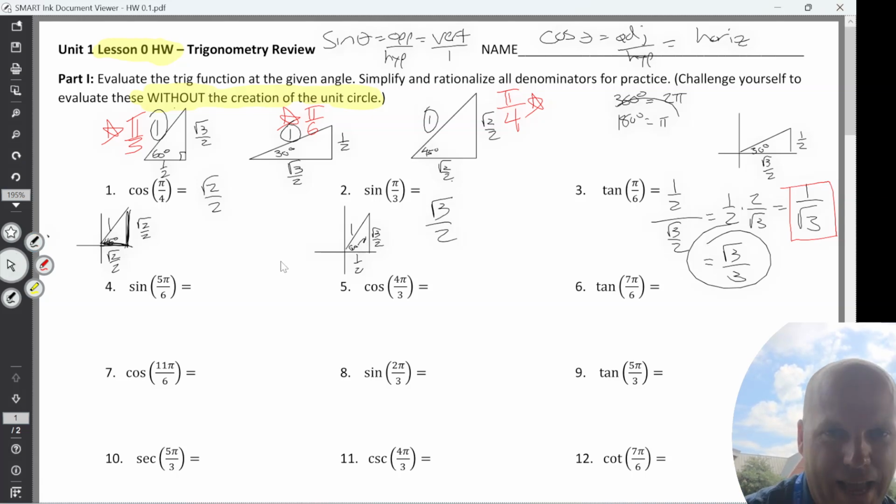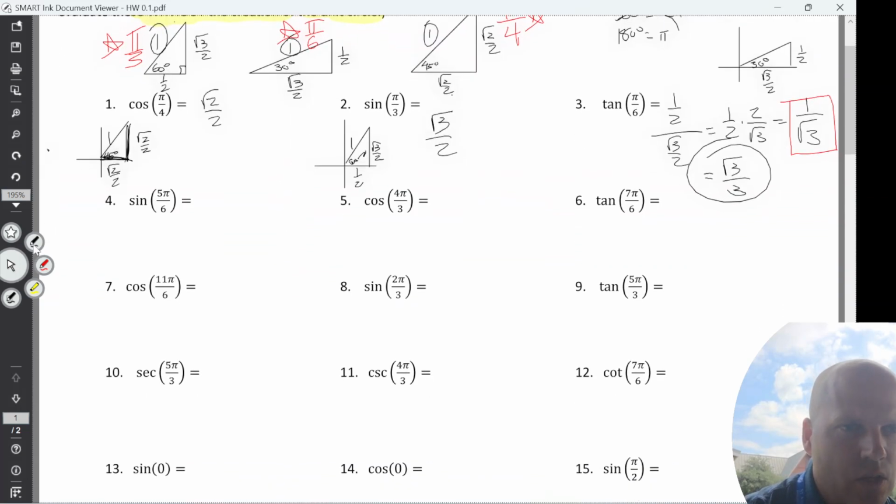Great. Well, what happens if we are outside? Well, here is where understanding adding angles and subtracting angles can help us tremendously. Where is 5 pi over 6? We talked about how it's not something that's memorized. Rather, we know where pi is. Pi is halfway around the circle.